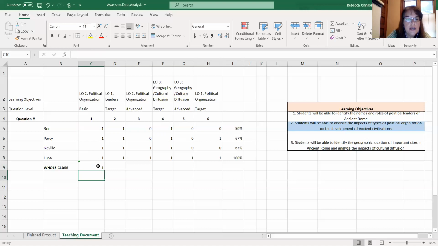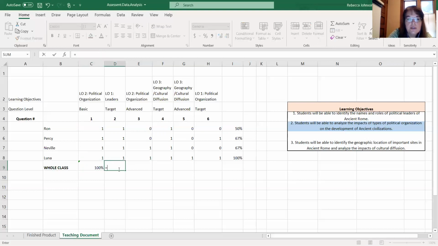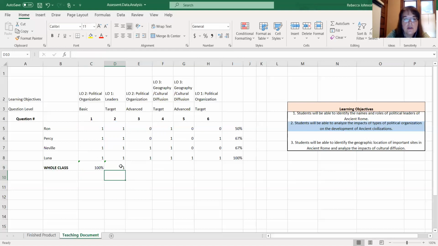So question 1, in terms of percentage, 100%, right? I'm going to do this again just so you can see it. Average question 2, right? I'm going to hit percentage. Everybody got question 1 right. Everybody got question 2 right. Now I'm going to do my drag over here. Okay.